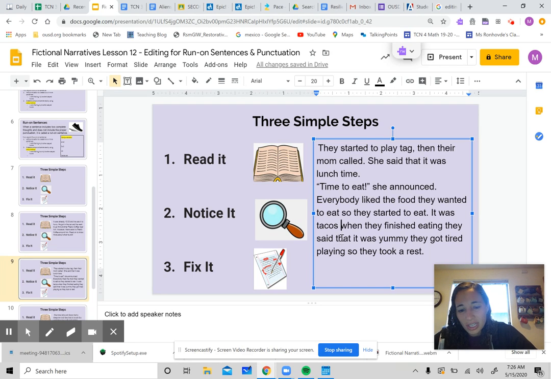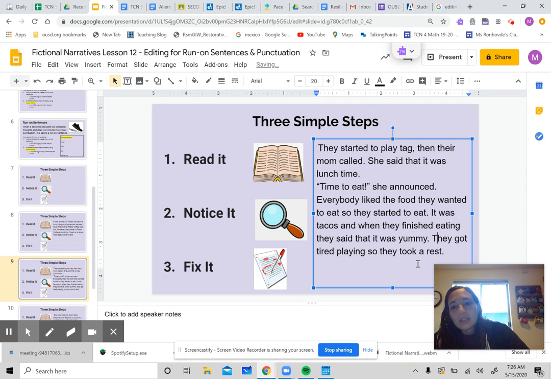We don't want too short of a sentence sometimes. Like, it was tacos, we could just add a conjunction. And it was tacos, and when they finished eating, they said that it was yummy. That's a great place to put a period. And capital T, they got tired playing, so they took a rest. Whoa. Now, check this out. This is actually a lot easier to read now, and I want you to notice how the periods make it easier for the reader to pause as they're reading.